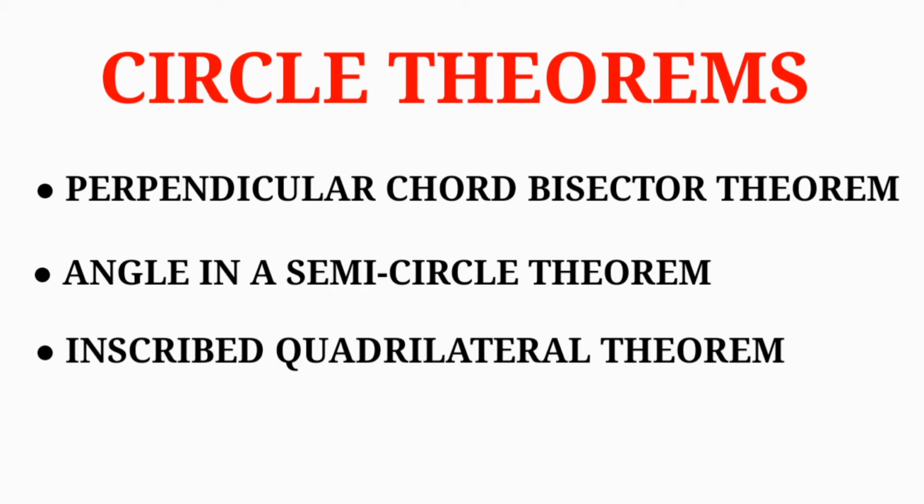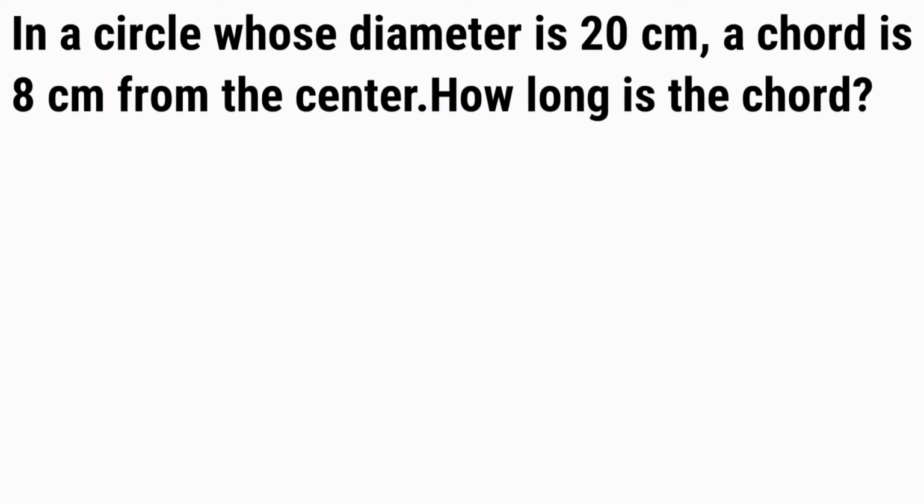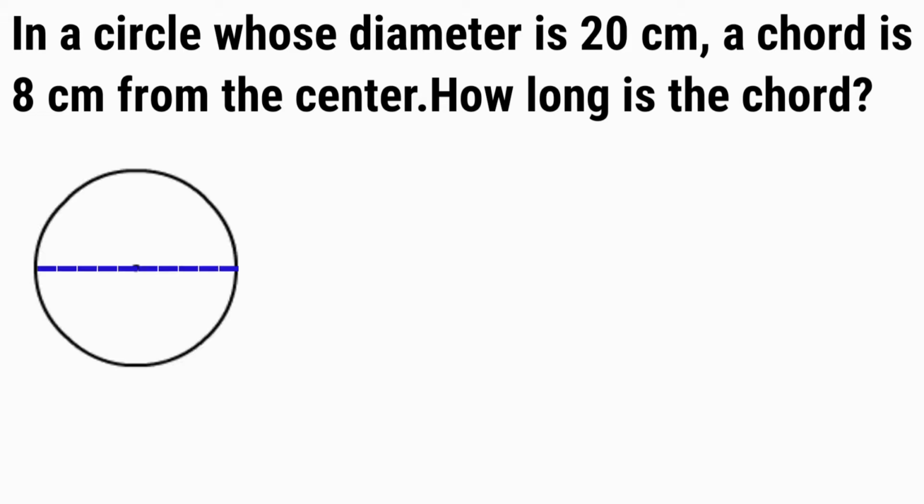Now, let's solve it. In a circle whose diameter is 20 centimeters, a chord is 8 centimeters from the center. How long is the chord? In our figure, we have the 20 centimeter diameter and the chord, which is 8 centimeters from the center. This bisector is perpendicular to the chord, which results in 90-degree angles.